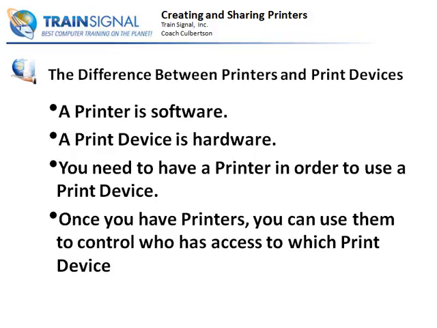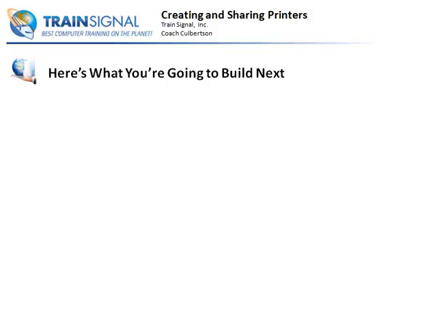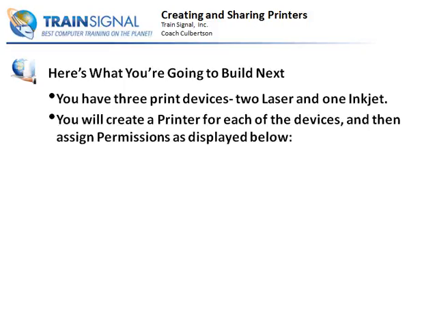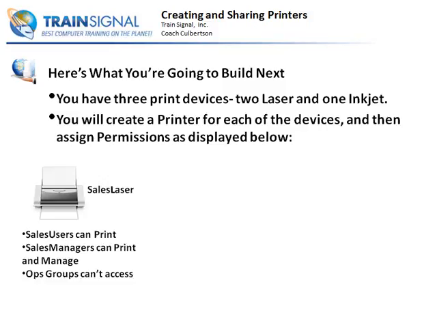So what we're going to be doing in this video is actually building printers for 3 print devices. We have 2 laser print devices and 1 inkjet print device. You're going to be creating a printer for each of these devices, and then you're going to assign permissions. Hey, it comes all the way back, doesn't it? So we're going to have the sales laser printer. On the sales laser printer, sales users will be able to print, and sales managers will be able to print and manage print jobs. But the ops groups, ops managers and ops users, won't be able to access it at all.